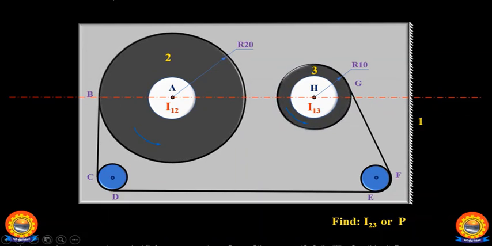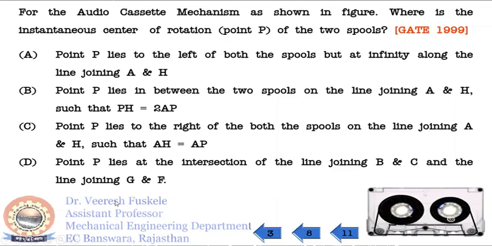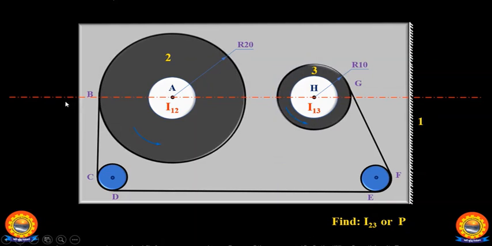Now let's see where the location of I23 will be. Let's see the problem. Option 1 says that point P lies on the left of both the spools but at infinity along the line joining A and H. So it says that point P or I23 lies somewhere here, on the left of both A and H, but at infinity, meaning on this line at infinity. So let's see whether it is possible or not.